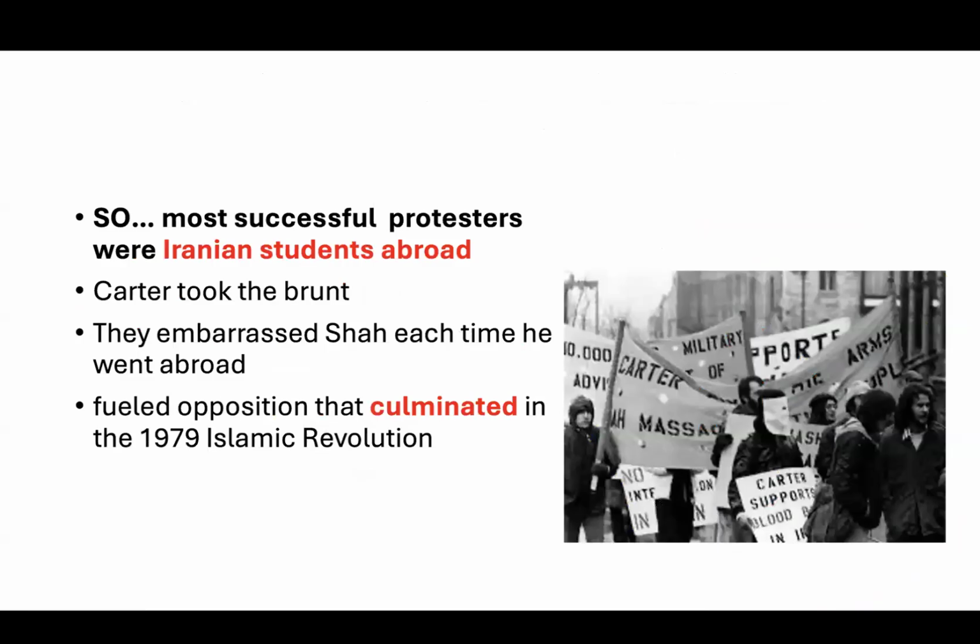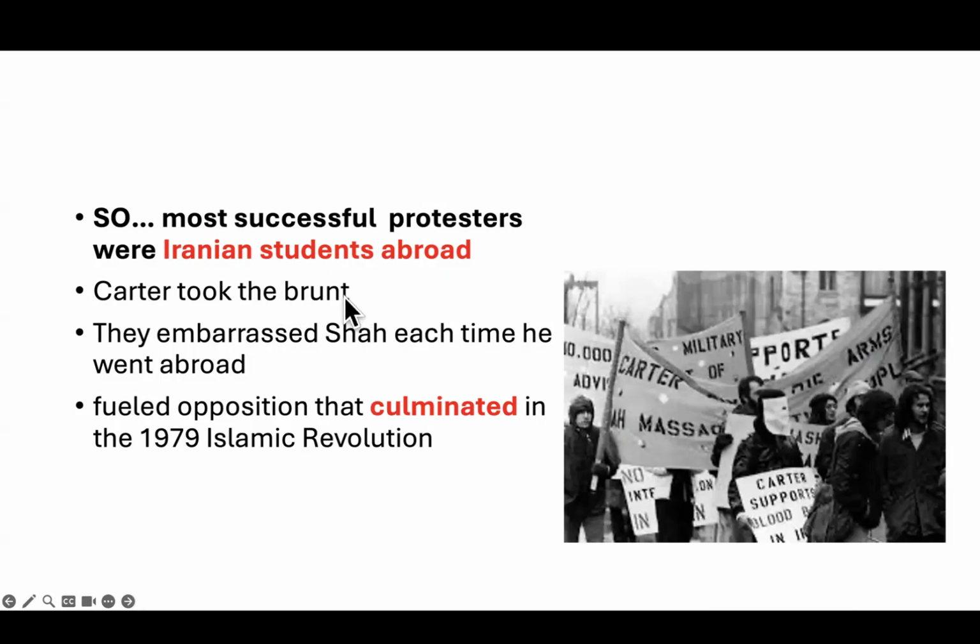So where could Iranian students protest? Abroad. And this was the paradox. Iranian students were absolutely free to go abroad. And the Shah encouraged it because he wanted to develop a technocracy. And so whenever the Shah went abroad, he was met by the protest of Iranian students. And Carter took the brunt of it.